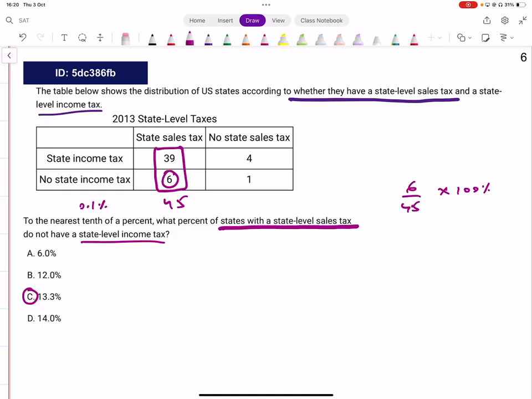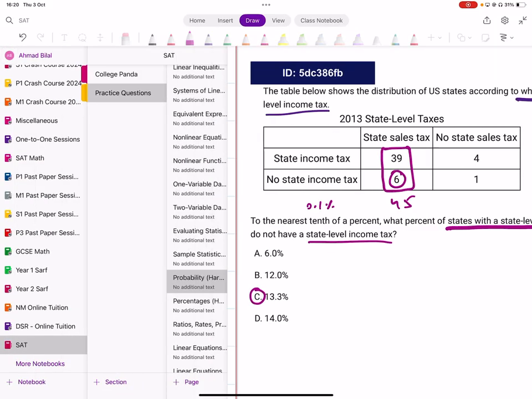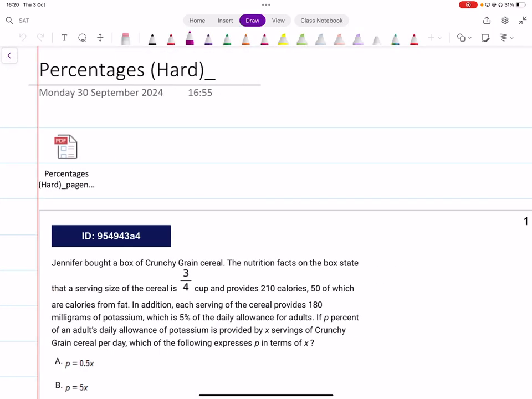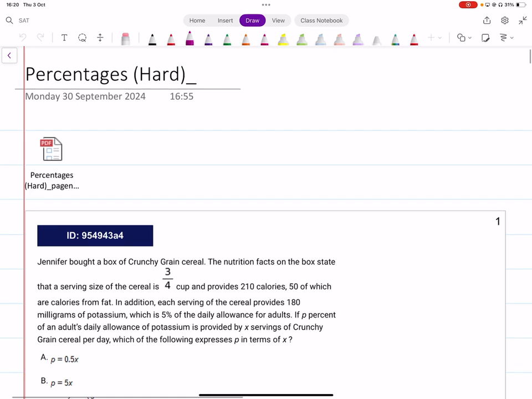So this was question number 6. Let's move on to the next one now. Okay, now we have percentages.